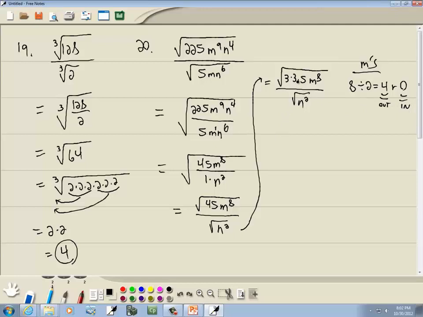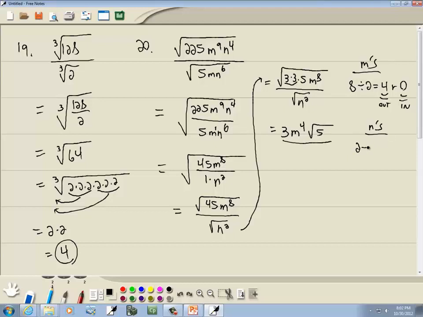Now, this is a square root, so we're looking for a pair of numbers, or pair of something. Here's a pair of 3's, so those are going to come out as a single 3. And we said we have 4 m's come out. We're left with a 5 inside, like that. Now the n's.